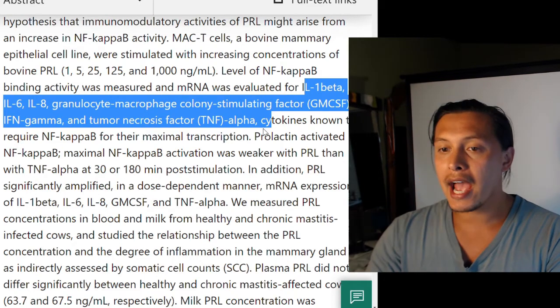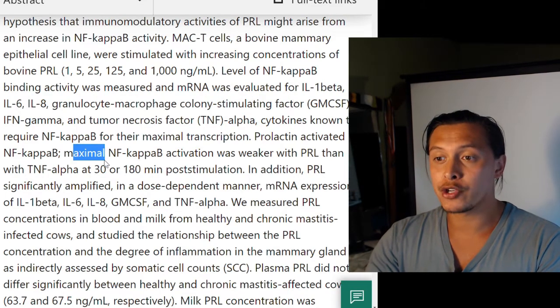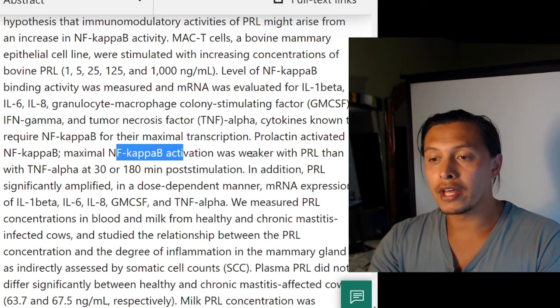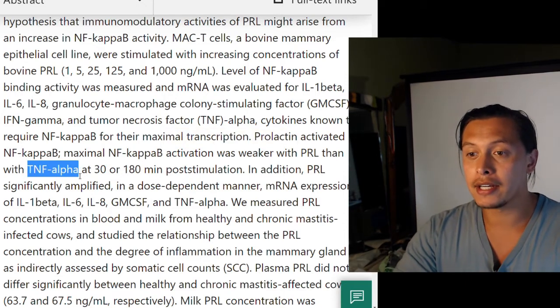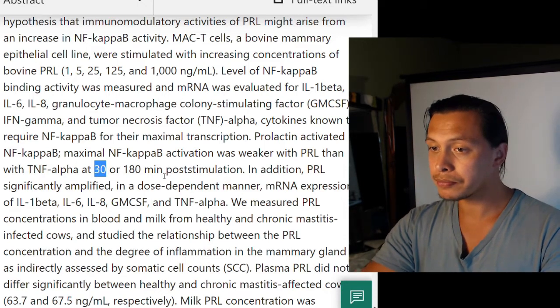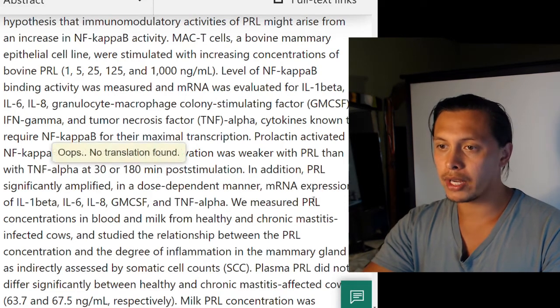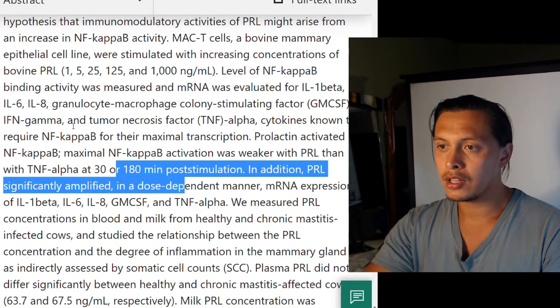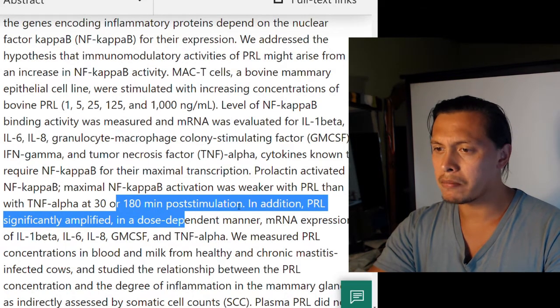So prolactin activated nuclear factor kappa B, and maximal nuclear factor kappa B activation was weaker with prolactin than with tumor necrosis factor alpha at 30 or 180 minutes post-stimulation. So wait. Levels of nuclear factor... Okay, I might have to reread that later.